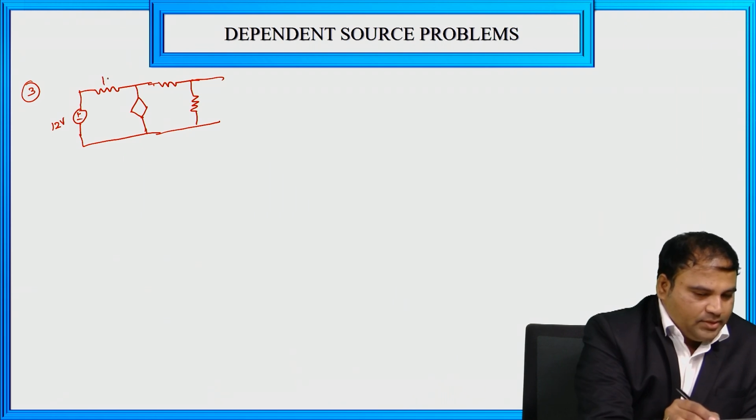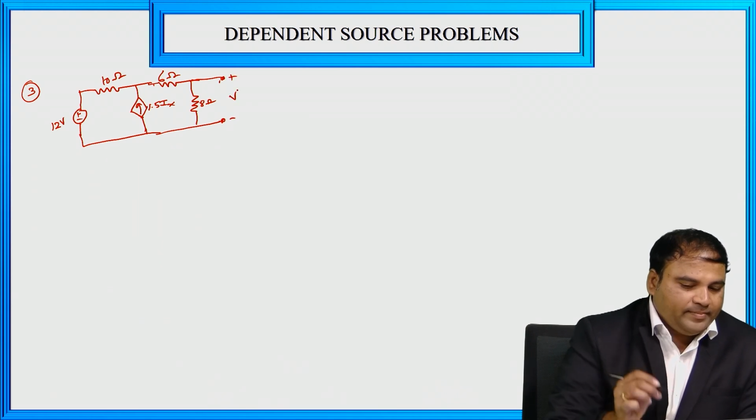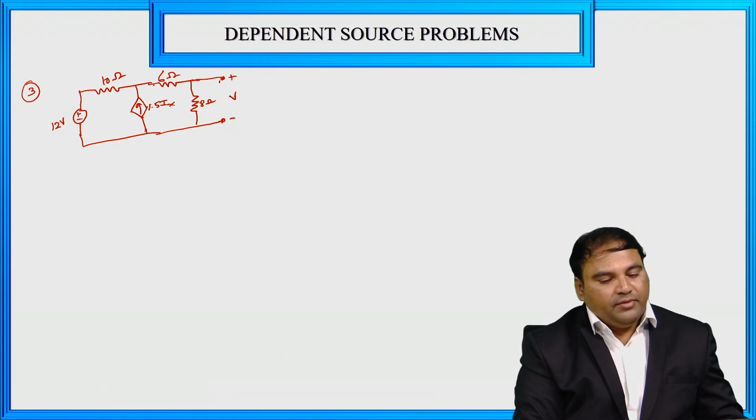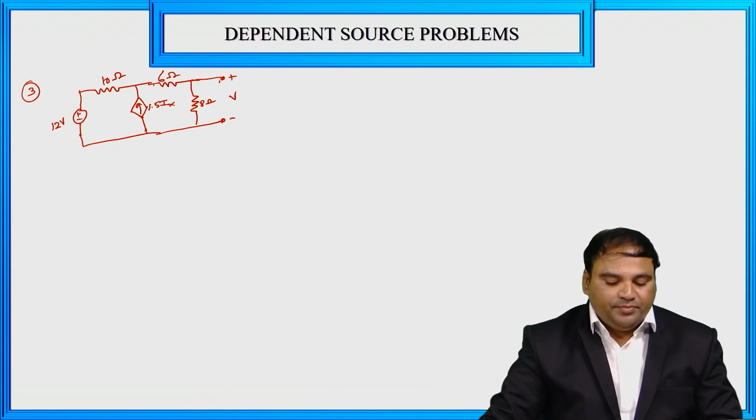So this is 10 ohm, 6 ohm. So current 1.5 Ix, and this is 8 ohm, and this is minus plus V, right? So here in this problem we need to calculate the V value, right?